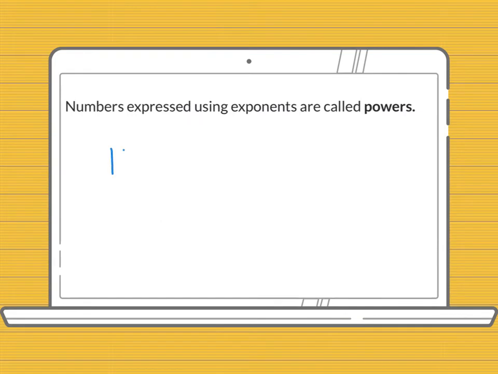So numbers expressed using exponents are called powers. So 10 to the second power, written in expanded form, would be 10 times 10.